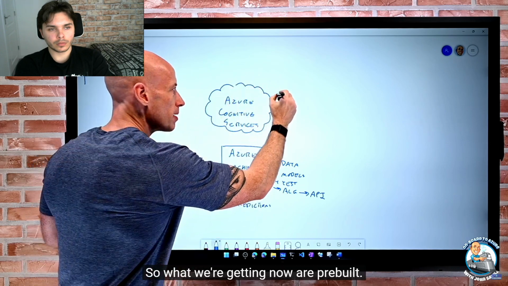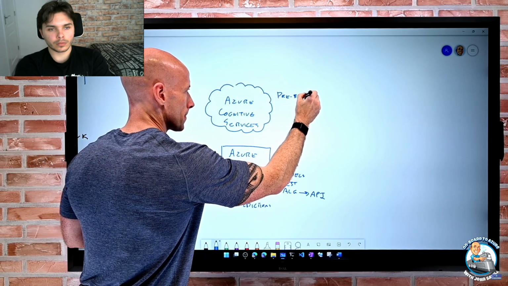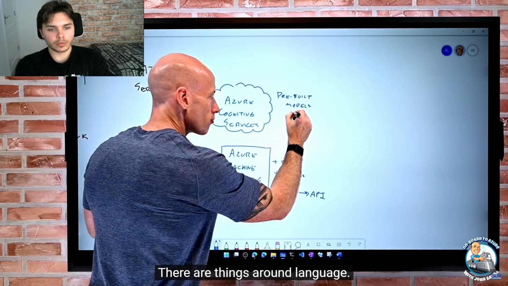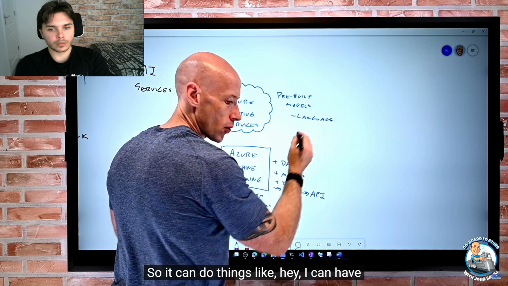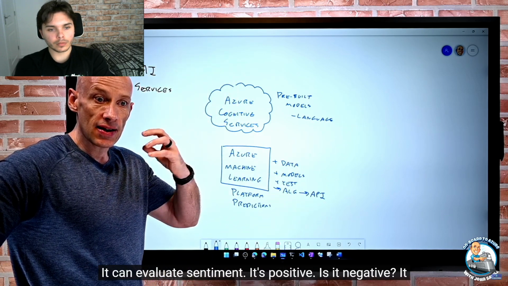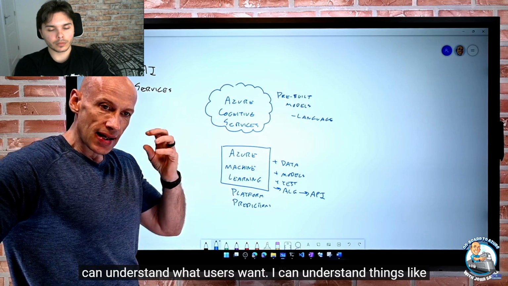So what we get now are pre-built models based around a wide range of different types. There are things around language. So it can do things like, hey, I can have natural language coming in and it can actually understand it. It can evaluate sentiment. Is this positive? Is it negative? It can understand what users want.